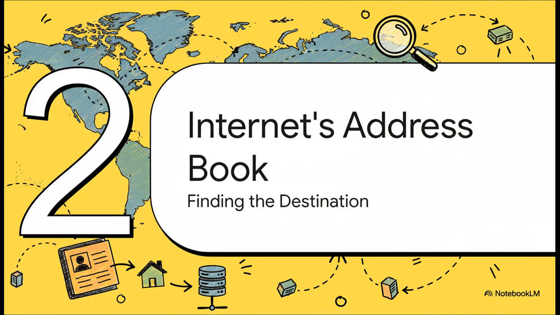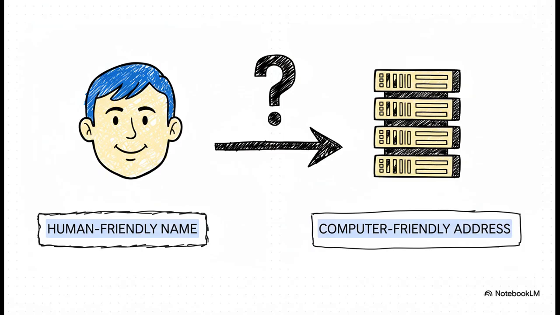See, your browser knows the name of the website you want, right? But the internet itself, the actual pipes and wires, it doesn't understand names. It only understands numbers. Every single thing on the internet, from your phone to the server hosting that website, has a unique number called an IP address. Think of it like this. You know your friend's name, but to mail them a letter, you need their actual street address. It's the exact same thing here. So the big question is, how do we get that address? How do we turn a name we can remember into a number the computers can use?